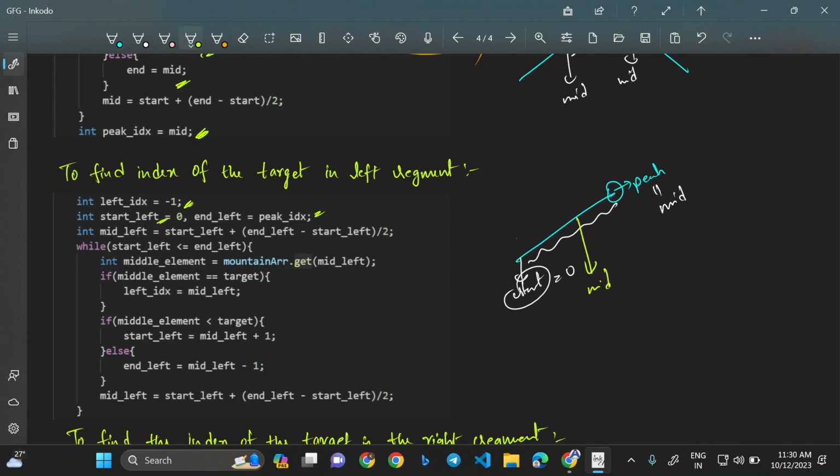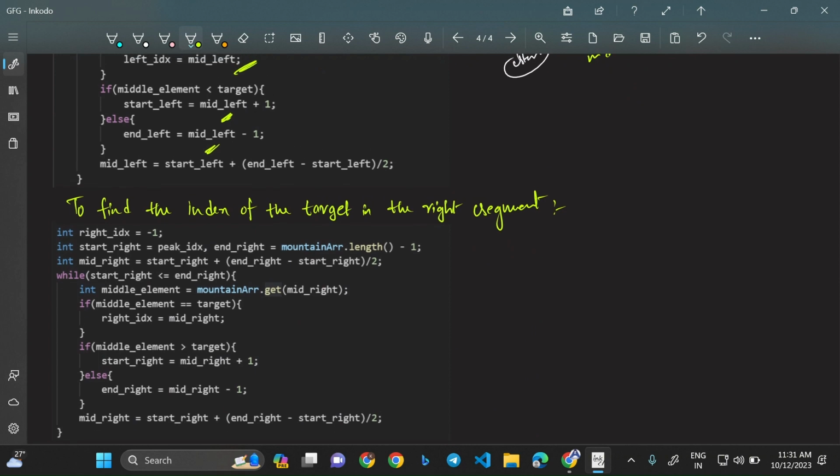We'll be checking it. So in case this is actually equal to the target, then left index is equal to mid left. If not, if it's still less than the target, that means we still need to go forward. So that is the reason start left equals mid left + 1. In case it's greater than the target, then we need to go down. So that is the reason end left equals mid left - 1. So this is how we'll shrink. Okay. So this is how we'll be doing the binary search to find in the left segment.